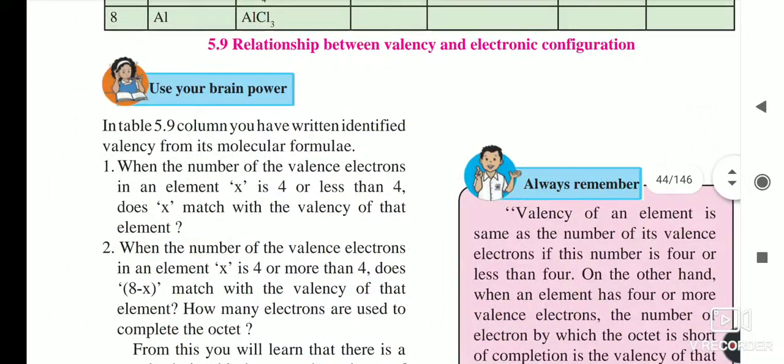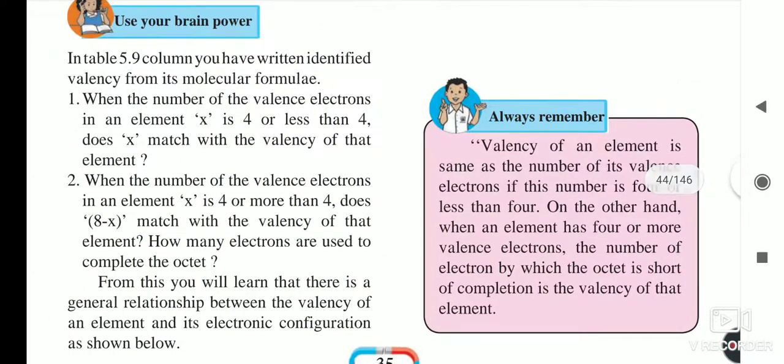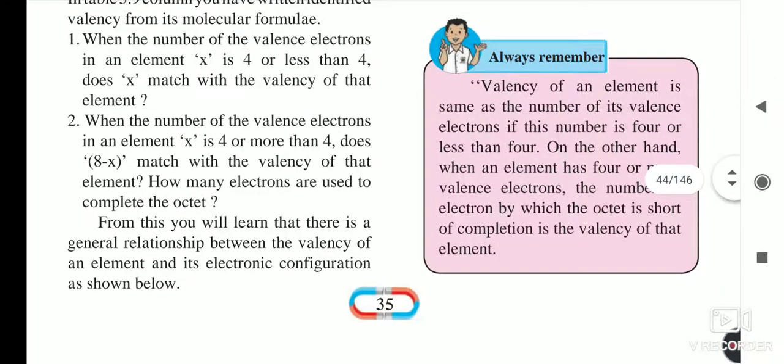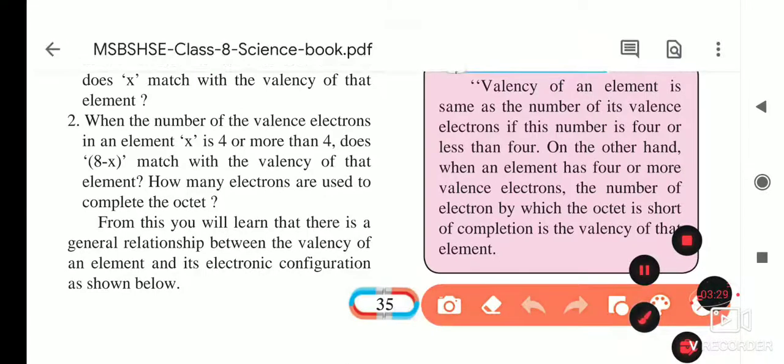Next question: when the number of valence electrons is more than 4, how many electrons are needed to complete the octet? That is 1, 2 or 3 electrons. If 7 is there, it requires 1 electron. If the valence electrons are 6, then it needs 2 more electrons. If it has 5, then it needs 3 more electrons to complete its octet. From this you will learn that there is a general relationship between the valency of an element and its electronic configuration.